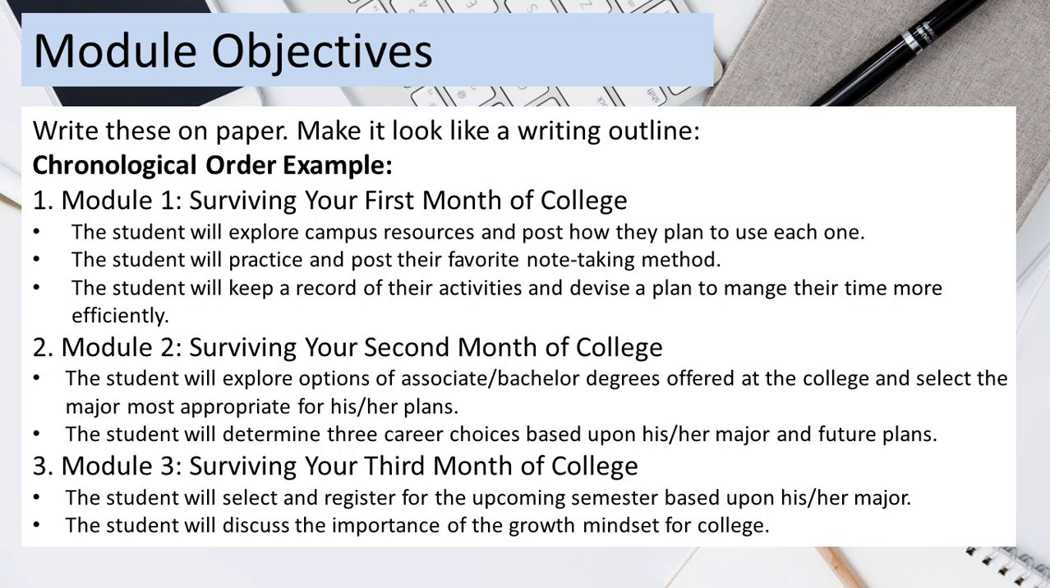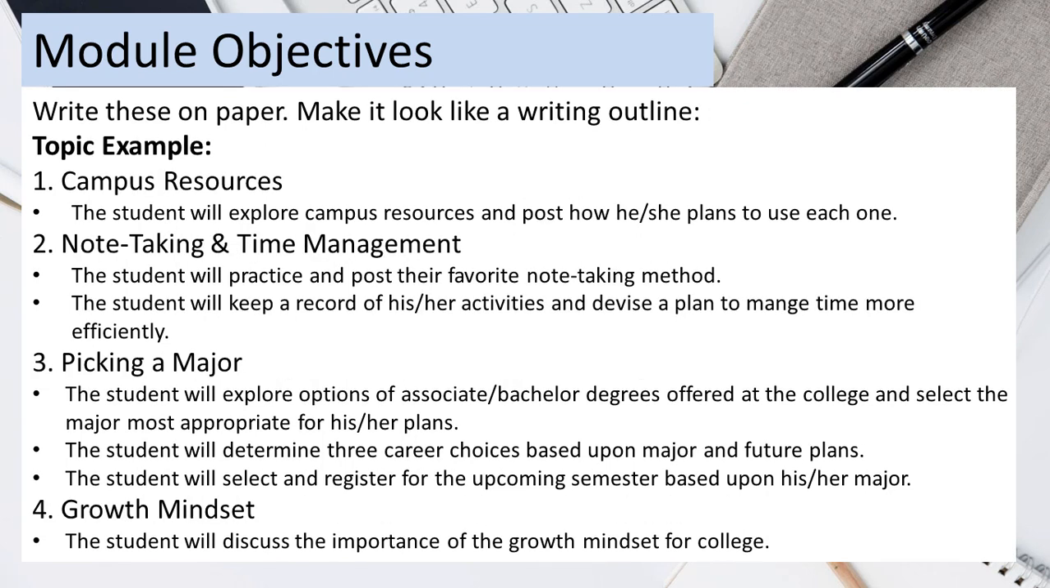Now this one was chronological order because we're moving from first month of college to second month of college to third month of college. But it doesn't necessarily have to be like that. I took the same objectives and the same course and rearranged it and labeled it by topics. So you could have a course and it can be designed and organized by a variety of ways to lay out your modules. It's really up to you and what you feel most comfortable with.